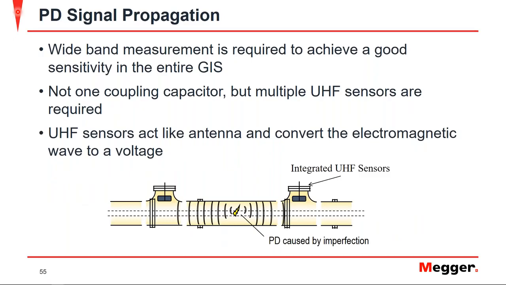So again, the partial discharge is a broadband measurement, which requires a wideband measurement to achieve good sensitivity throughout the entire GIS. And instead of using a coupling capacitor, we actually use multiple UHF sensors to measure the partial discharge activity. And we'll go into that in greater detail. But these UHF sensors act as an antenna and convert the electromagnetic wave to a voltage that you can measure. And that's due to the fact that, once it's in service, we can't really access the primary, we can't really take this offline. So we use these unconventional methods, such as the UHF method, to measure and decouple the partial discharge activity.